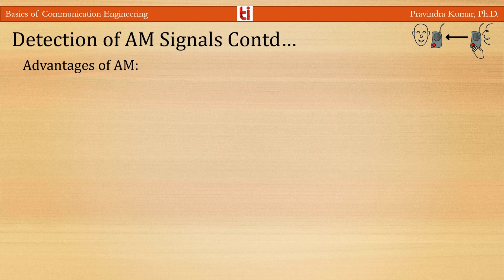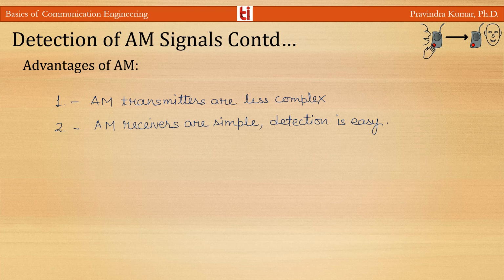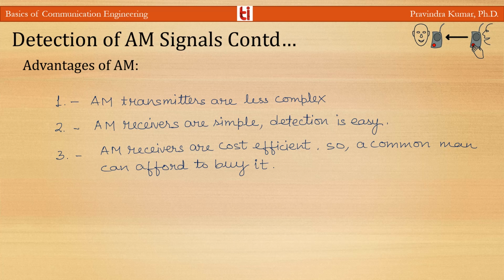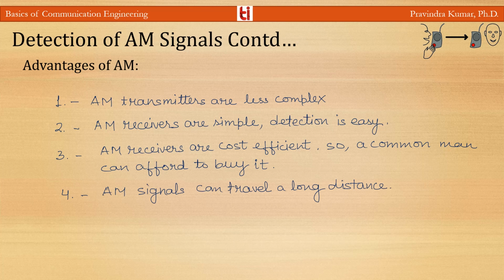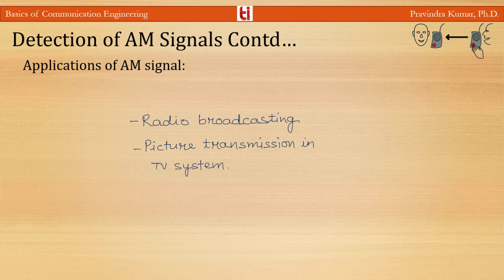Now, advantages of the AM system. There are many advantages of the AM system. AM transmitters are less complex. AM receivers are simple, and detection is easy. AM receivers are cost efficient, so a common man can afford to buy it. AM signals can travel a long distance, and AM signals have low bandwidth compared to other modulation techniques. And the applications of AM signals are radio broadcasting and picture transmission in TV systems. These are some applications of the amplitude modulated signal.